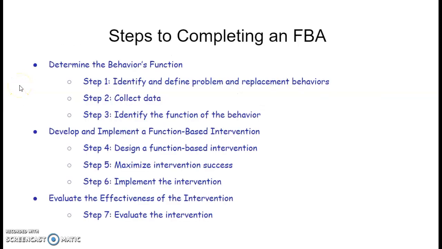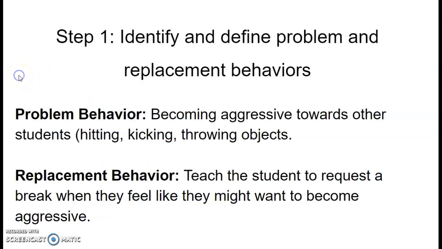So, we have 7 steps for completing an FBA, and we shall go through each one of them. Step 1, we are to identify and define problem and replacement behaviors. So for this particular student, problem behavior means that the student becomes aggressive towards others, students and staff, I should say, and this can include hitting, kicking, and throwing objects. And the replacement behavior we want to work on is to teach the student to request a break for when they feel like they may become aggressive.